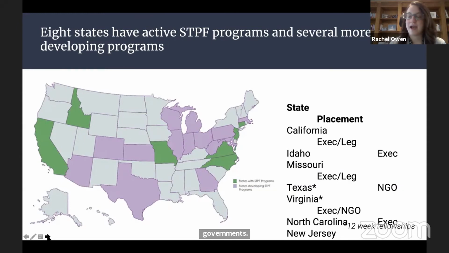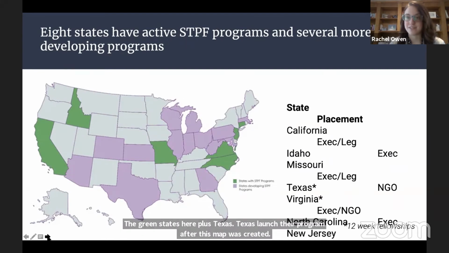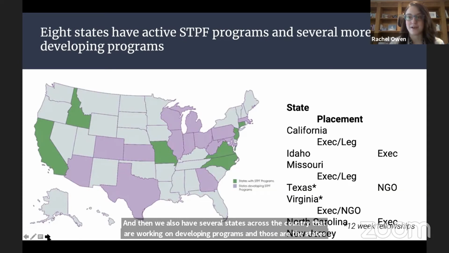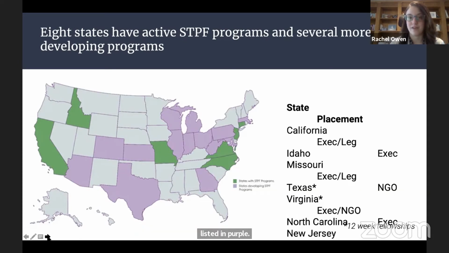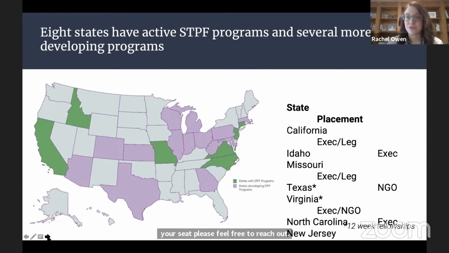And then we also have several states across the country that are working on developing programs, and those are the states listed in purple. If you are in a state that does not have any colors on it right now and are interested in starting a program in your state, please feel free to reach out. We would love to have conversations about what that might look like. And also Debbie and I have worked with a lot of new states to help them get this off the ground and kind of navigate this. So we'd love to bring you into this cohort of states. But these states, all of the state programs look different.